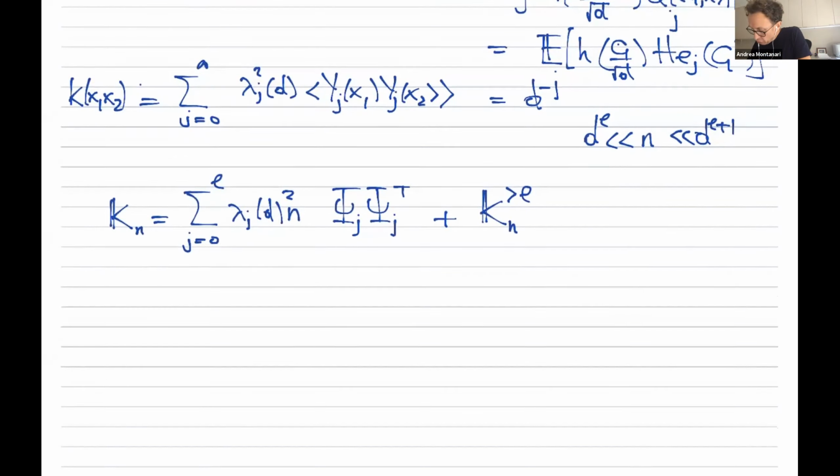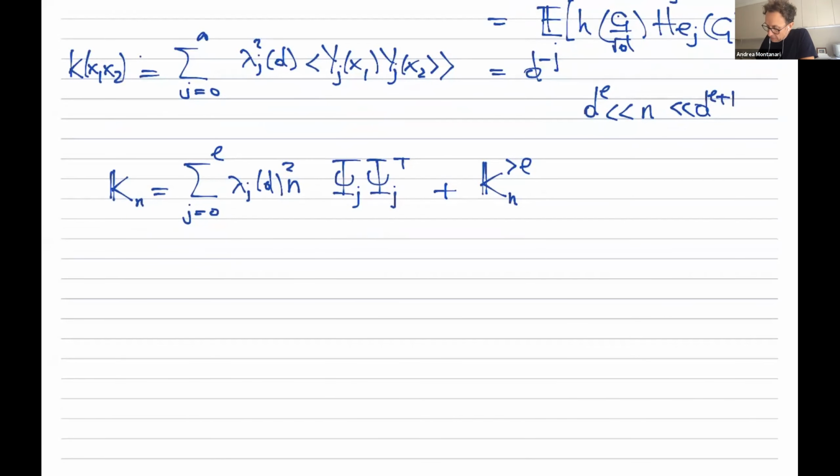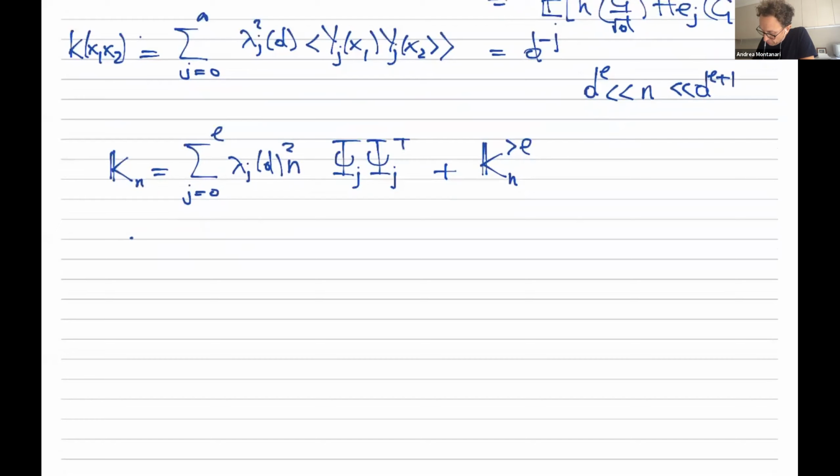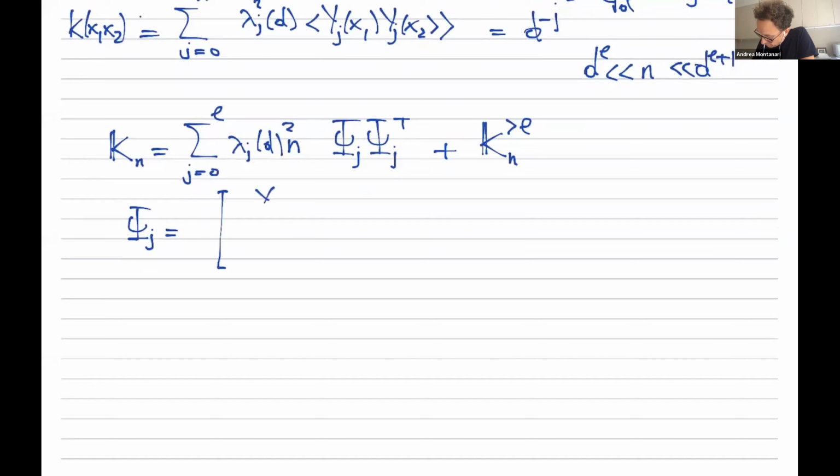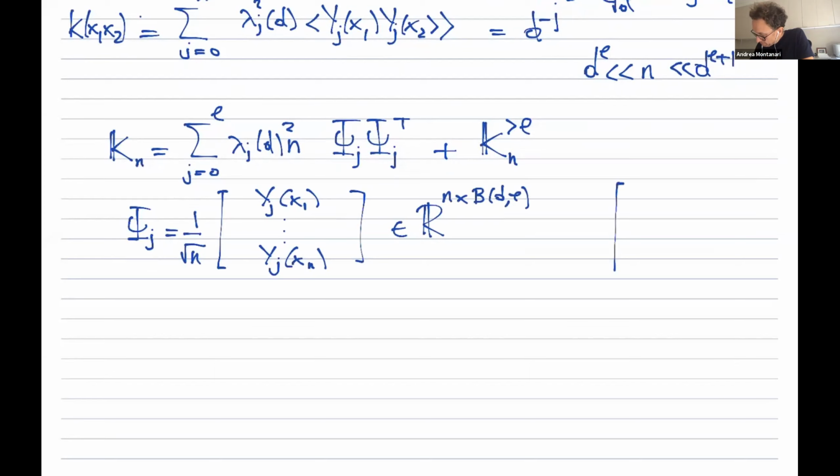Since this matrix K_n is obtained by evaluating K at the sample points, psi_j is the matrix of this form: psi_j(x_1), ..., psi_j(x_n), evaluating the spherical harmonics at the n data points. I put a factor of 1 over square root of n in front. And this is, of course, a matrix in R^{n by d^L}. So it's a very skinny matrix.